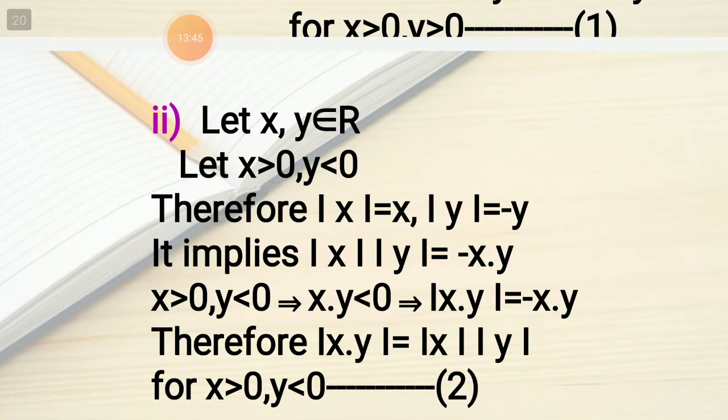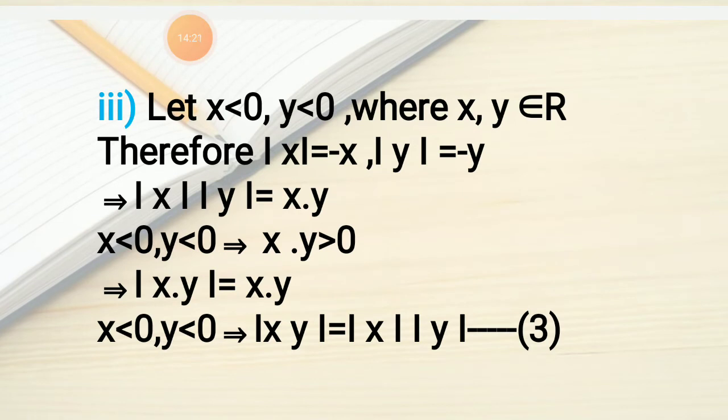Next, take x positive, y negative. Whenever x is positive, |x| is x. Whenever y is negative, |y| is minus y. It implies |x| into |y| equals x into minus y. Of course, this is minus x into y. But now x greater than 0, y less than 0, xy is negative. Whenever xy is negative, |xy| is equal to minus xy by definition. Therefore, |xy| is minus xy. But |x||y| is also minus xy. So |xy| equals |x||y| whenever x is positive, y is negative.